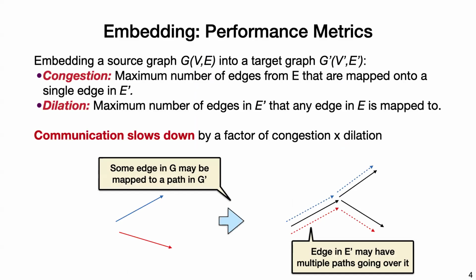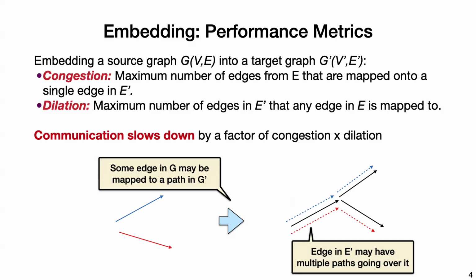There are several performance metrics for embeddings. We have a source graph G equals (V, E), where V is the vertices and E is the edges, and we want to embed it into a target graph G prime equals (V prime, E prime). There are different metrics. Some have to do with the vertices and some with the edges. The ones that have to do with the edges are congestion and dilation. Congestion is the maximum number of edges from E that are mapped onto a single edge in E prime.